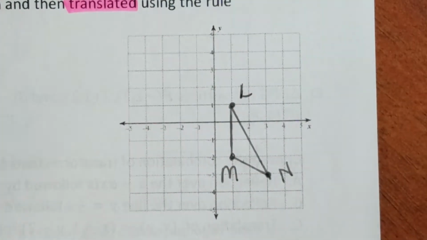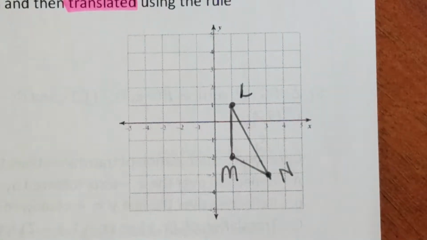Okay. Now I'm going to rotate it 90 degrees counterclockwise. So I can do a couple of different things. I can just change my coordinates, which I think I'm actually going to do here. And then we can check it with the patty paper.